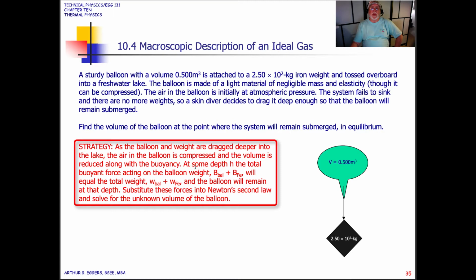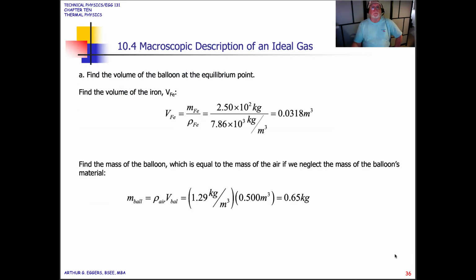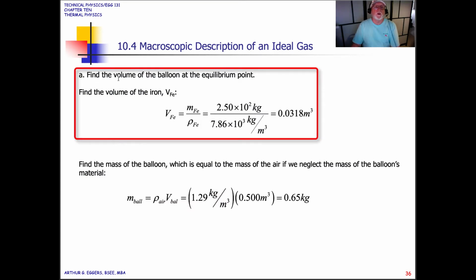At some depth, h, the total buoyant force acting on the balloon and weight, B balloon plus B Fe, will equal the total weight. The weight of the balloon plus the weight of the Fe, and the balloon will remain at that depth. Substitute these forces into Newton's second law and solve for the unknown volume of the balloon. So we're going to find the volume of the balloon at the equilibrium point. First, we need the volume of the iron.